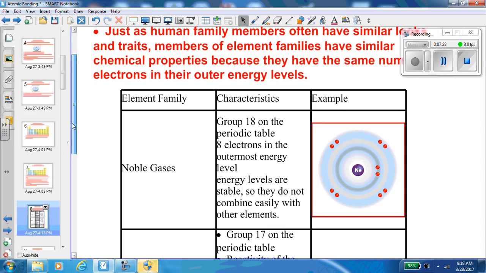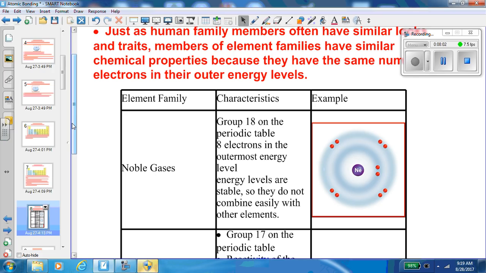The noble gas family, that's the family in group 18 that I was just talking about on the previous slide. It is 8 electrons in the outermost energy level for most of them except for helium. But what we would say is that these are stable atoms and that their outermost energy level is full. They do not combine easily with other elements because they're pretty much happy. They have a full outer level, which is what all other atoms are trying to do, to get a full outer level so that they're in a more stable condition.